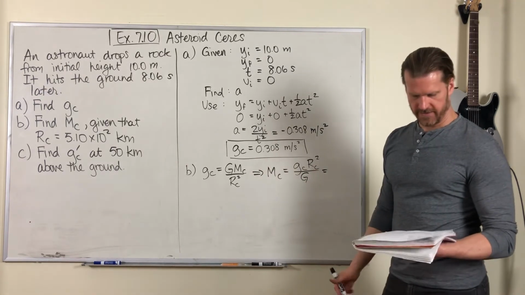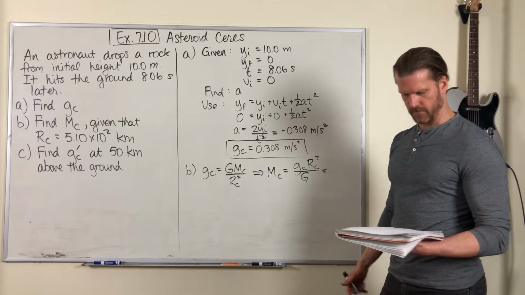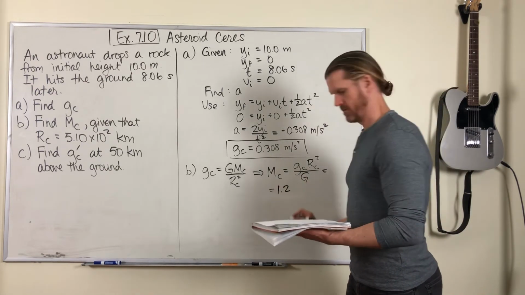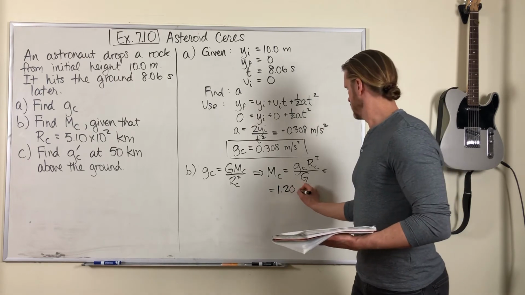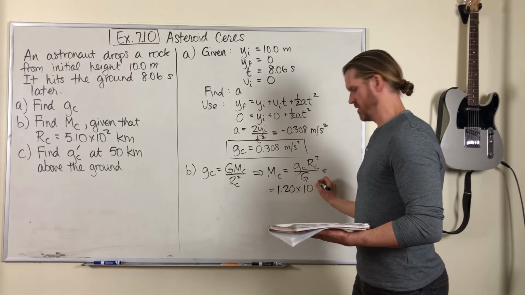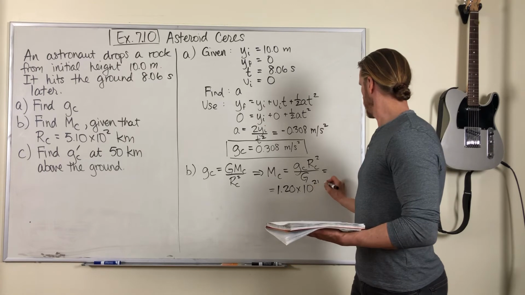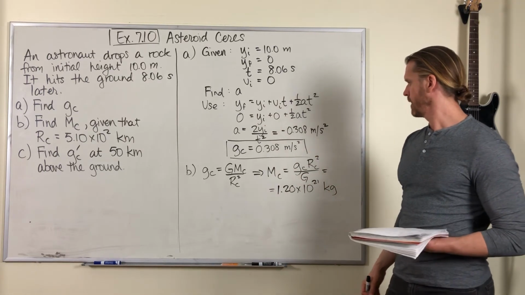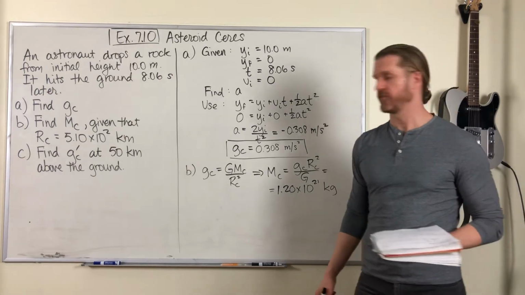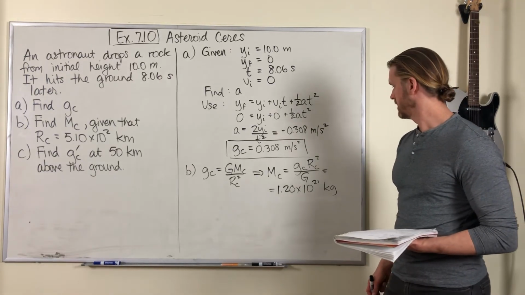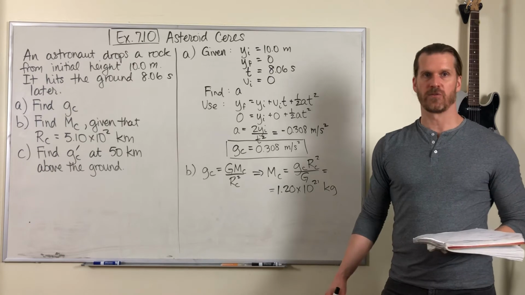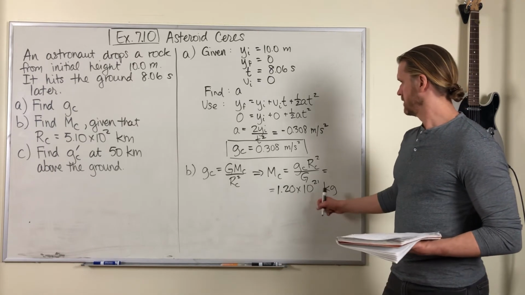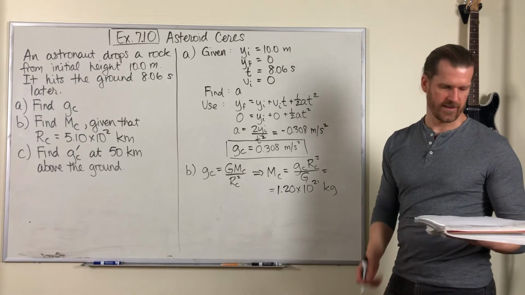And you plug all that in, and you get 1.2 times 10^21 kilograms. Okay, so that's a big object. It's still several thousand times smaller than planet Earth, but a big chunk of rock nonetheless.